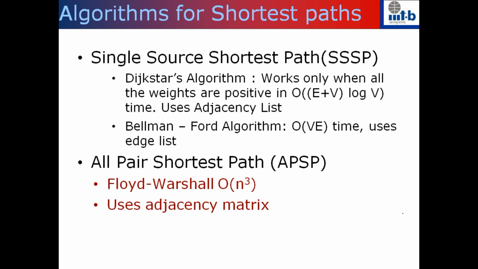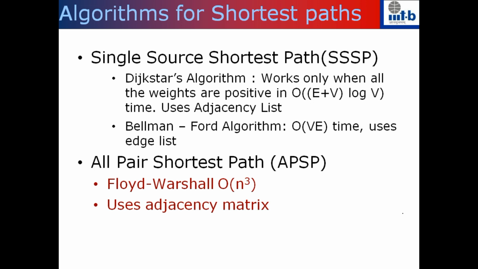In the single source shortest path problem, the efficient algorithm is called Dijkstra's algorithm. But unfortunately, this works only when all the weights in the graph are positive. It fails to compute the shortest path correctly if the graph has negative weights. The complexity of this algorithm will be order E plus V log V, and it uses the adjacency list representation of the graph. So if the weights are all positive, you end up using Dijkstra's algorithm, which is the most efficient algorithm. But if the graph has negative weights, then you cannot use Dijkstra's algorithm.